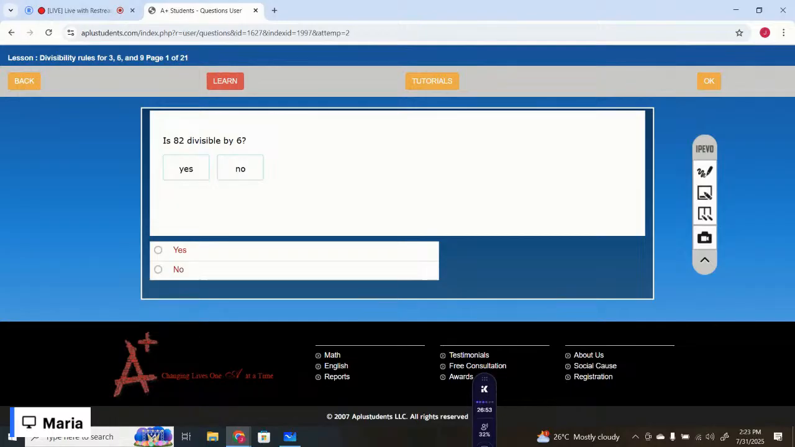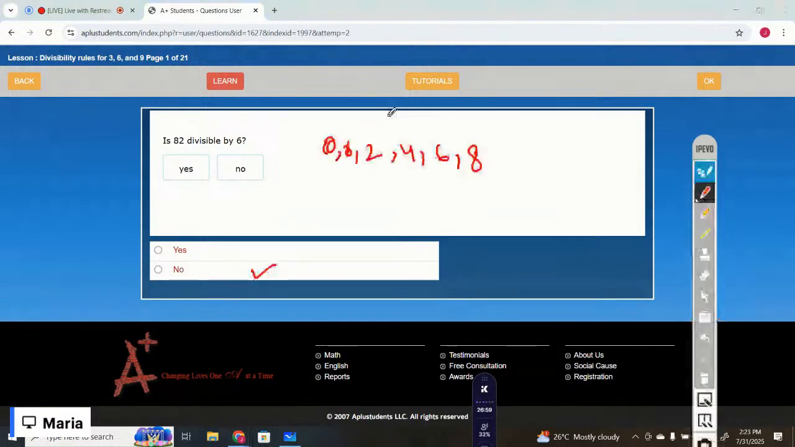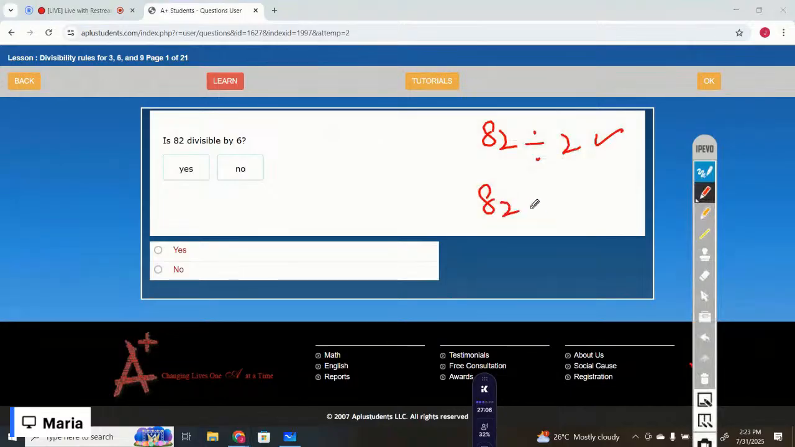So the divisibility rule for 2 is the ones digit must be 0, 2, 4, 6, or 8. So that means 82 is divisible by 2. Now let's check if it's divisible by 3. The sum of the digits must be divisible by 3, but 10 is not divisible by 3, right? So that means the correct option is no. 82 is not divisible by 6.